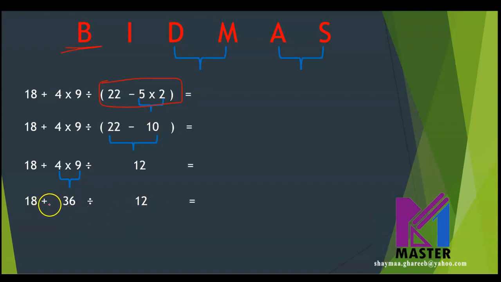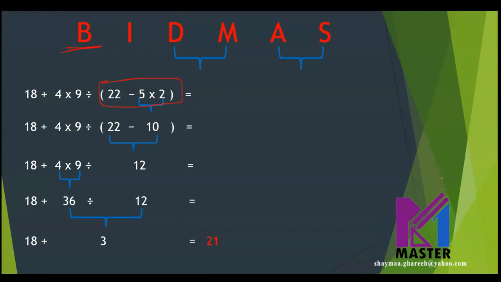Now I have addition and division. Which one should I do first? The division. So I will keep the 18 as it is, then I will do the division. 36 divided by 12 equals 3. 18 plus 3 equals 21. So the answer is 21.